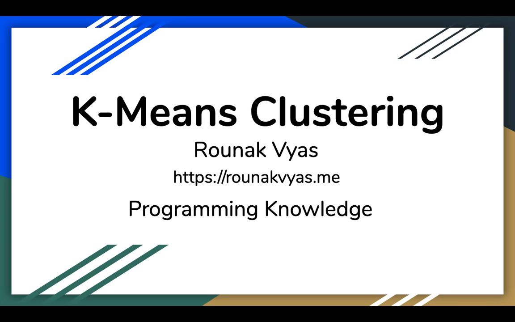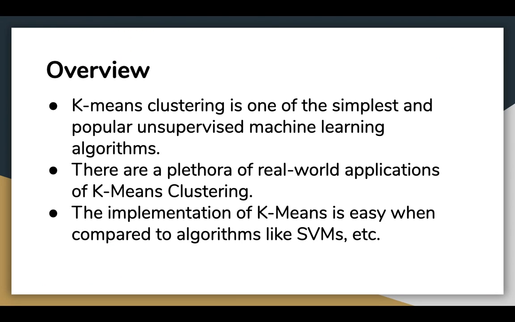In this machine learning playlist, until now, we have only talked about supervised learning algorithms, where we knew what the output or the target variable was. In this video, we'll explore an unsupervised learning algorithm called k-means clustering. K-means clustering is one of the simplest and most popular unsupervised algorithms, and there are a plethora of real-world applications of k-means clustering which we will talk about in this video. And in the next video, we will see the implementation of k-means and how easy it is when compared to algorithms like SVMs and so on.